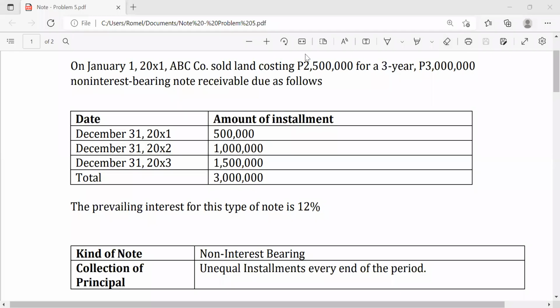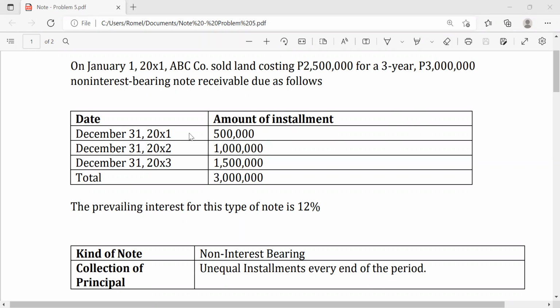Hi guys, we will now discuss non-interest bearing notes with unequal installments. We will have a sample problem. On January 1, 20X1, ABC Corporation sold land costing 2,500,000 pesos for a 3-year, 3 million pesos non-interest bearing note receivable due as follows. As we can observe, there are three due dates.